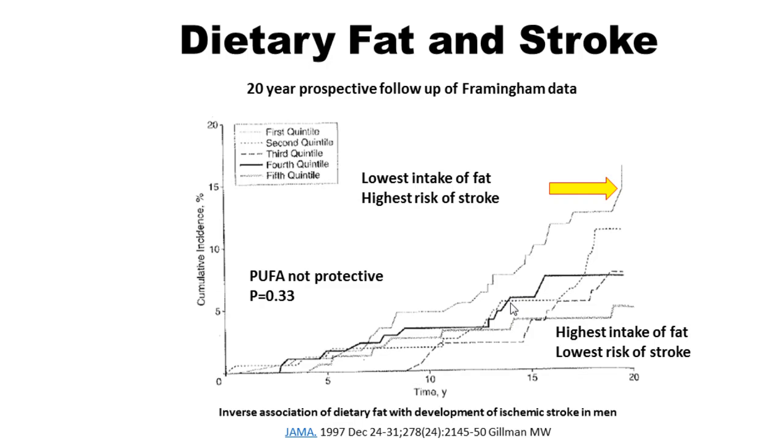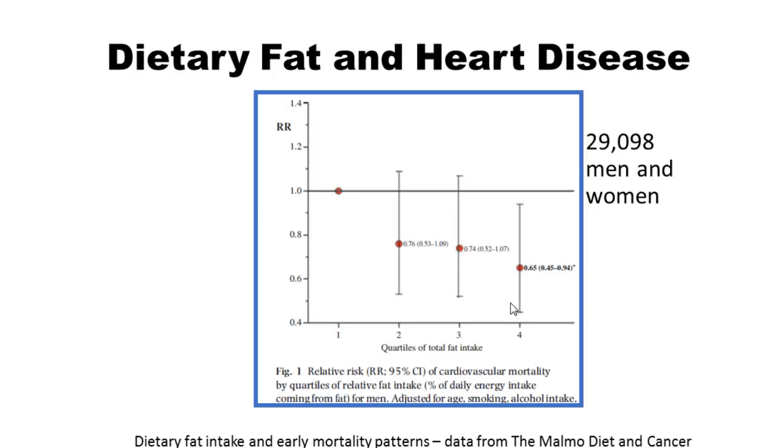A 20-year follow-up of the Framingham data, so not some crappy little study, but a huge, well-followed study in 1997, showed the same thing. Again, breaking them into quintiles, they looked at who had the lowest intake of fat, and those are the people at the top who have the highest risk of stroke, and compared it to the people who were eating the most fat, which had the lowest risk of stroke. So fat was not risky at all, actually substantially protective. And this is 20-year prospective data, which is a hell of a lot better than what Ansel Keys did, which was a single cross-sectional study at the time.